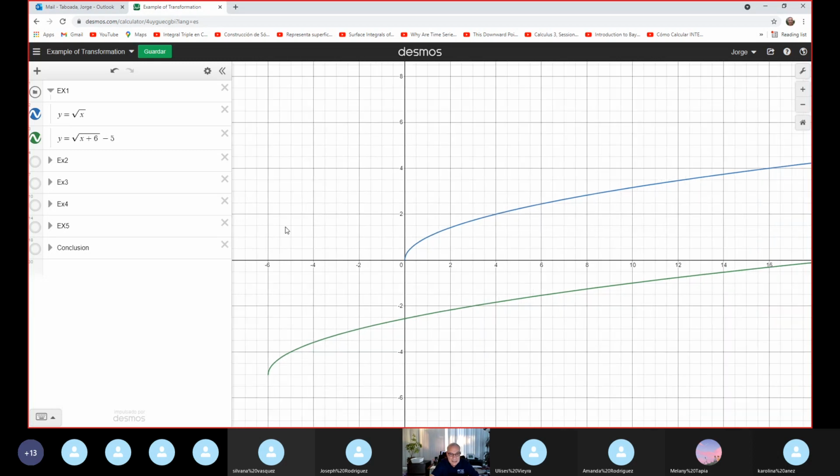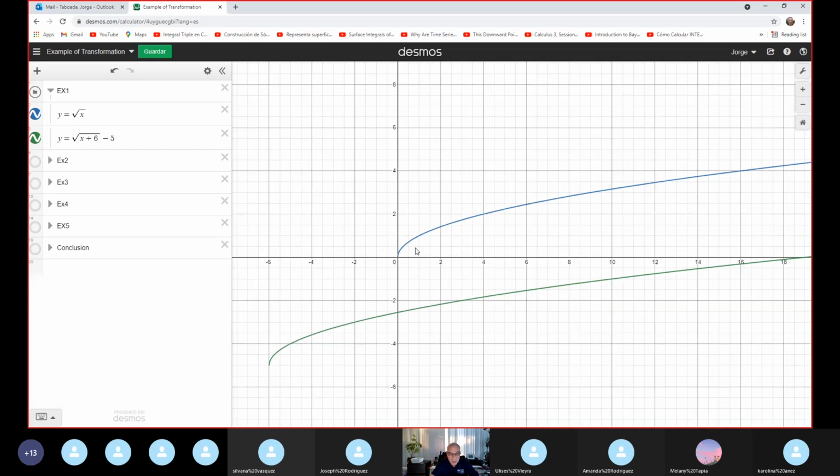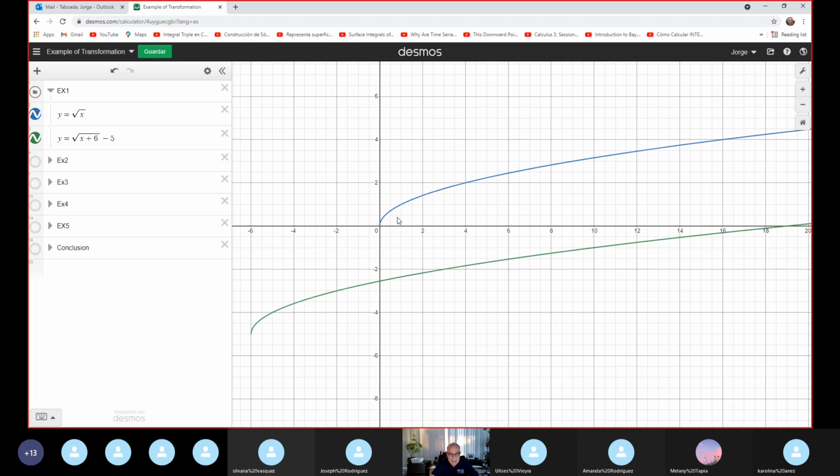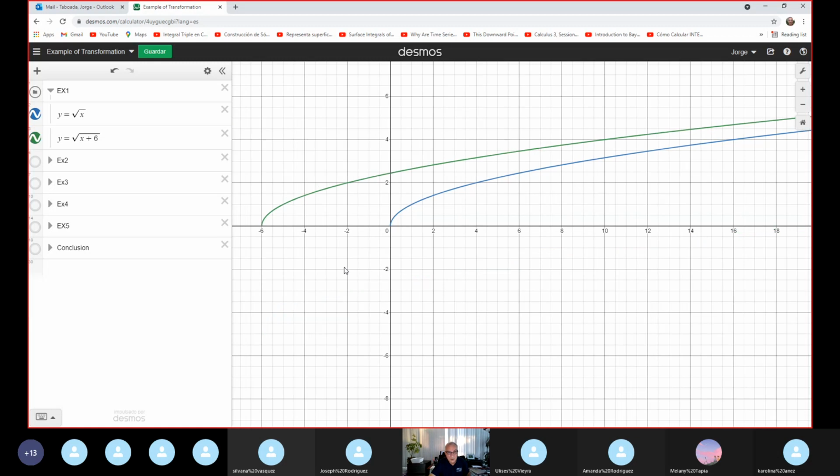The blue curve is the basic function before any transformation. In this case, we are doing, look, square root of x plus 6 minus 5. So we are doing a horizontal shift, 6 units to the left, and after, a vertical shift, 5 units down. If you want, you can see step by step. Let me show you step by step. Suppose I delete that part. Boom, boom. It's only the horizontal shift.